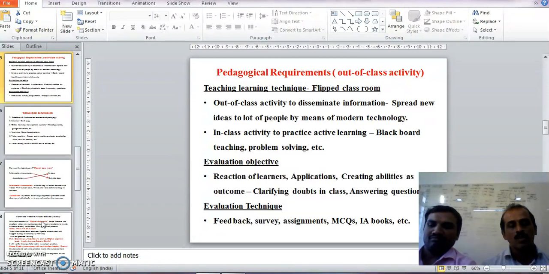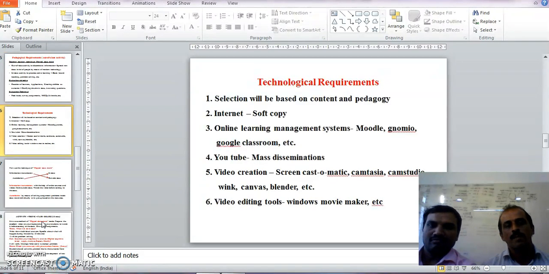That means a topic is discussed in a class on one day, and the same activity will be given to the students for the next day. Students will do some activities, come back to the sessions, and discuss with the faculty, clarifying the evaluation objective. The evaluation techniques might be feedback from the students, surveys, assignments, MCQs, and evaluating the IA books, etc.